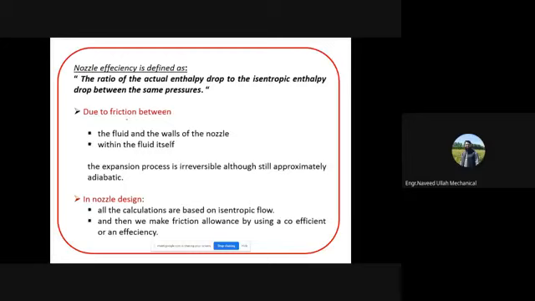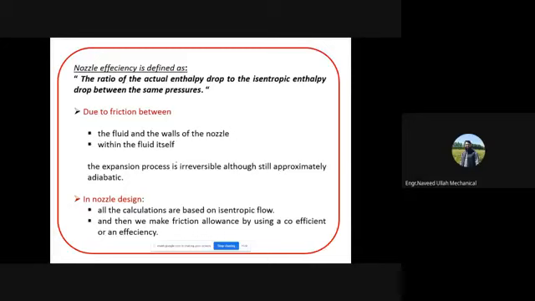Okay, so why are there losses? The losses are due to friction, and the friction is between what, the fluid and the walls of the nozzle, and within the fluid itself, in between the layers of the fluid. Due to the friction, the isentropic behavior changes to non-isentropic behavior. And when there is this deviation from ideal to real and practical behavior, obviously there is an efficiency. Where this deviation takes place in the nozzle, that defines the nozzle efficiency.